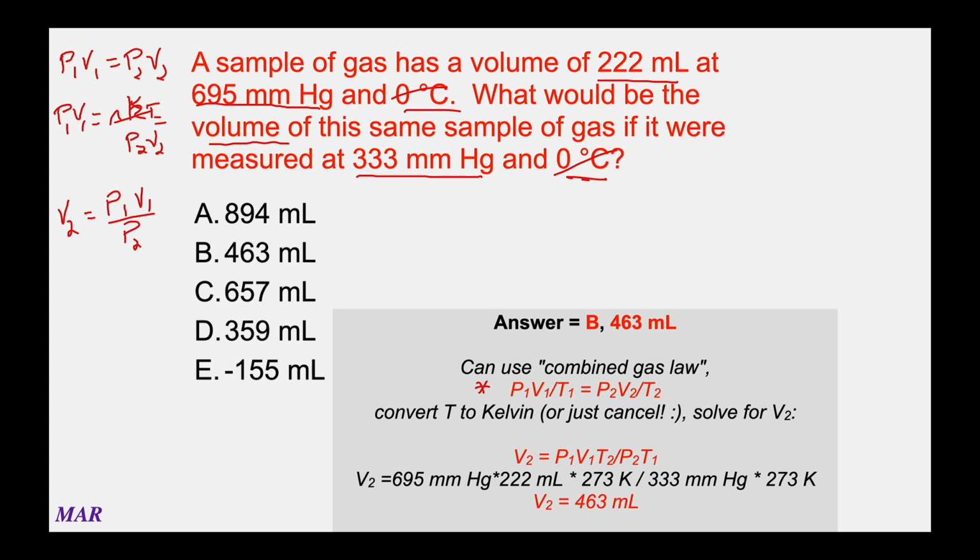Finally, the final answer, negative 155 milliliters, doesn't make any sense. Volume should always be a positive number. It's three-dimensional space. Negative volume is fun for science fiction people like me, but not really very helpful in a science world.